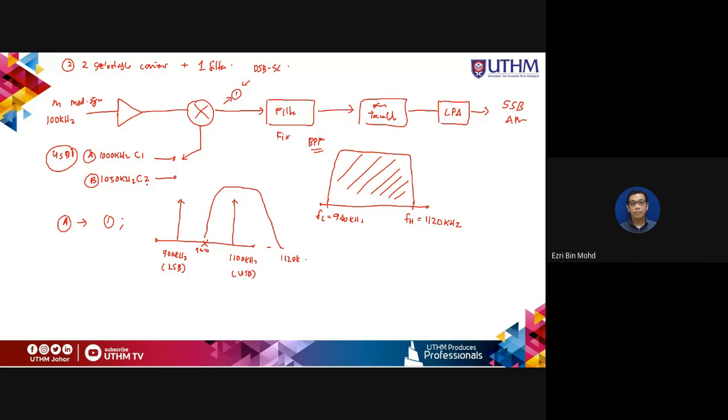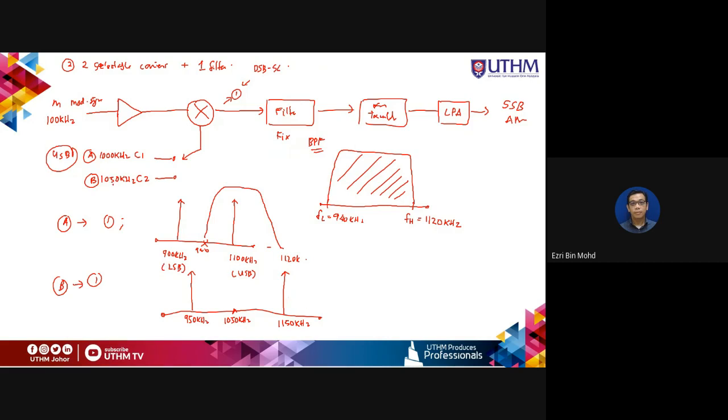Okay, let's say for carrier B. So carrier B, for example, at point 1, we are producing lower sideband and upper sideband. Ni berapa ni? Let's say here carrier is 1050K. Here we are getting 1150 kilohertz, right? And then the lower side we are getting berapa ni? 1050 tolak 100, dia berapa? 950 kilohertz, right? Betul? Kan?